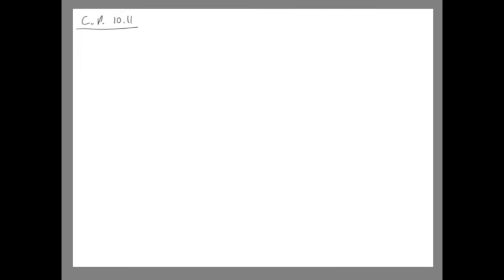Now we move on to college physics problem 10.11. In this problem we have a mass hanging from a frictionless pulley. We are not told that the pulley is a disc. Instead, we are asked to find the moment of inertia.